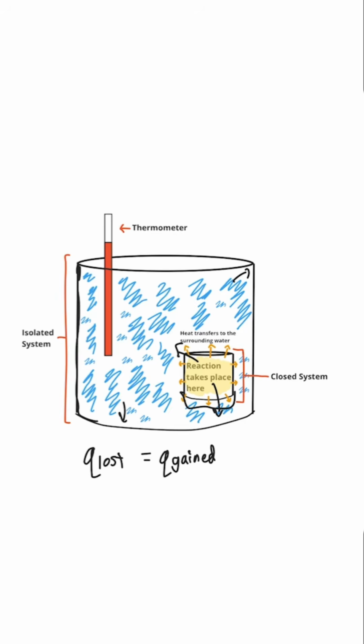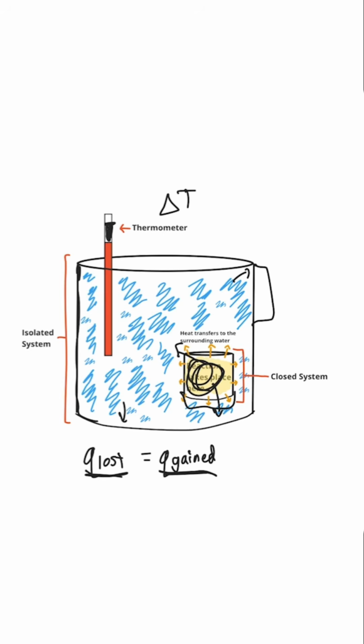This is important because it allows us to use the temperature change that occurs in the surrounding water to calculate the heat gained by the water, which then we can use to calculate the heat lost by whatever is happening inside of that small container. The thermometer here is going to measure the change in temperature of that water. So that gives us the delta T.